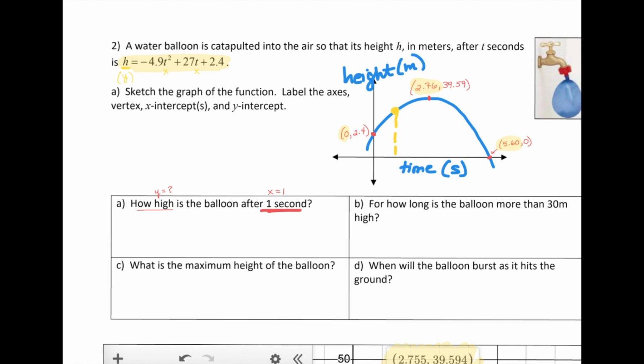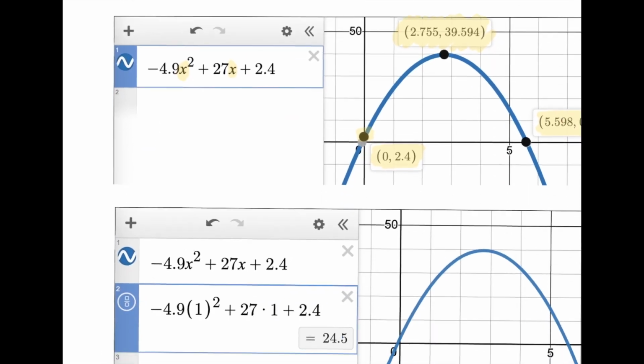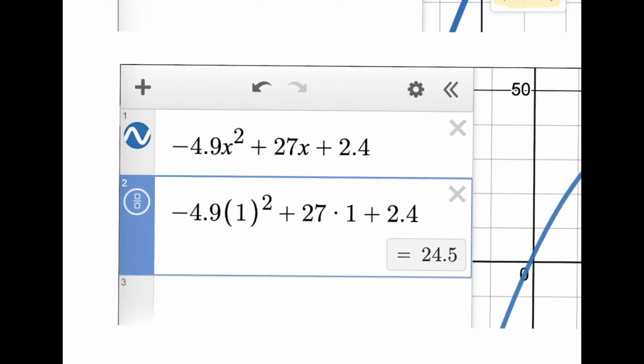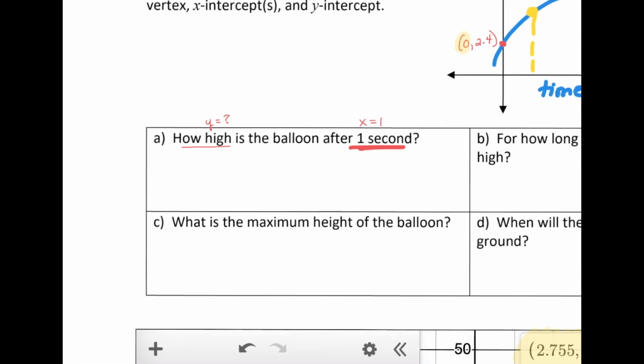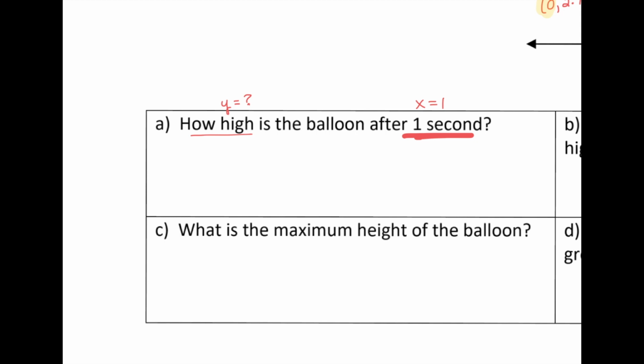And so I can enter 1 into that equation like this in Desmos. I have the equation already in the first slot. I'm going to retype it so that the x's are 1s, and that should give me 24.5. And remember that the label here in this problem for the height is meters. So 24.5 meters.